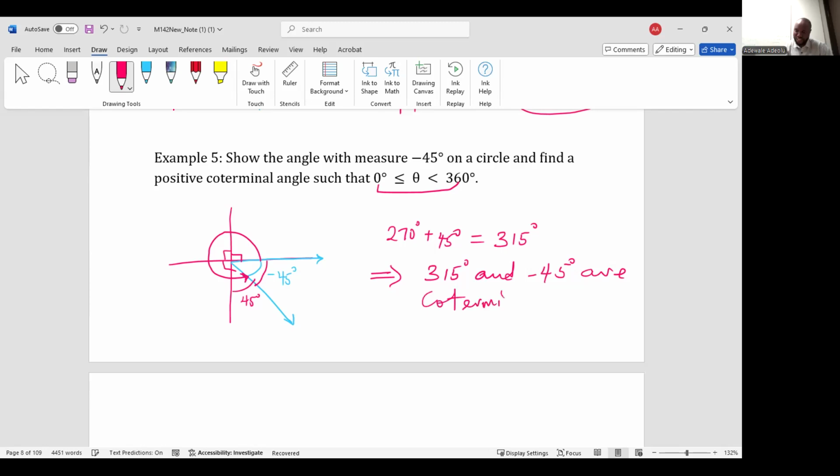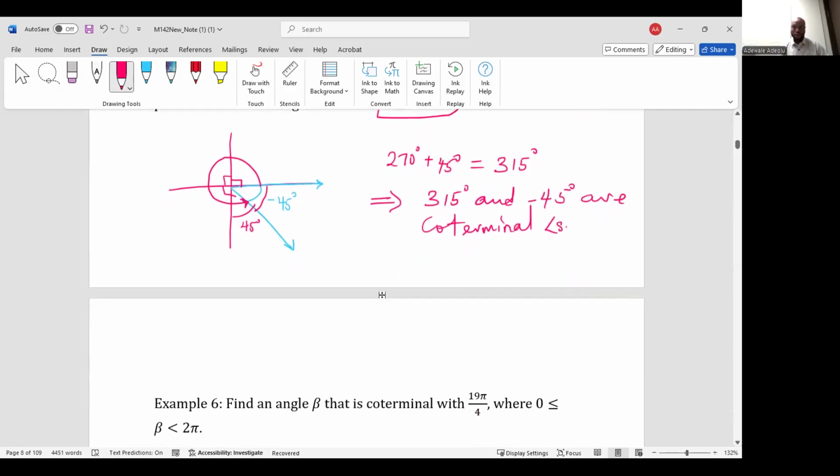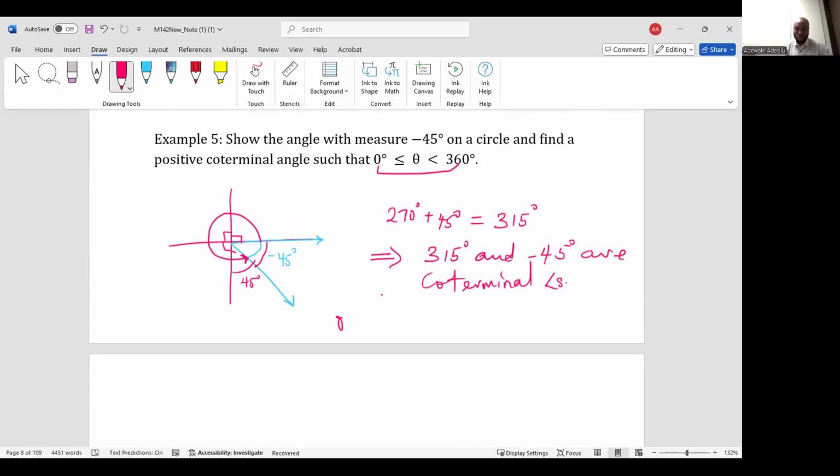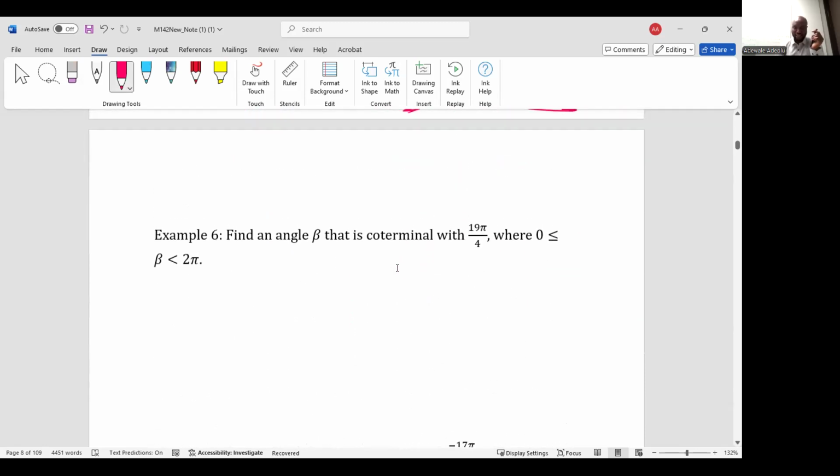I hope this is making sense to you guys. They are coterminal angles. Okay. Or another way, since this is negative, I want it to be positive, between 0 and 360. So just add 360 degrees to it. Your answer is 315 degrees. So these two will be coterminal. It's as simple as that.